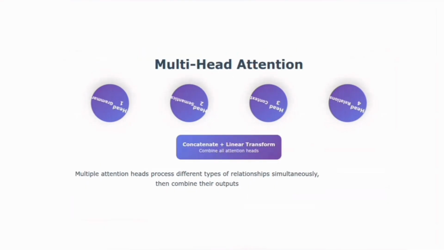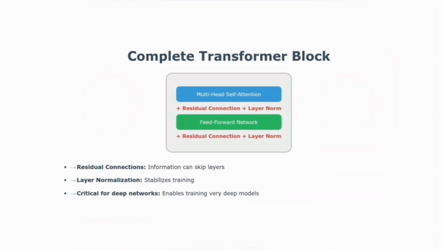Multiple self-attention heads are used in parallel, multi-head attention, allowing the model to focus on different types of relationships simultaneously. Perhaps one head focuses on grammatical dependencies, while another focuses on semantic meaning. The outputs of these heads are then concatenated and linearly transformed. After self-attention, the output passes through a feed-forward neural network for further processing.